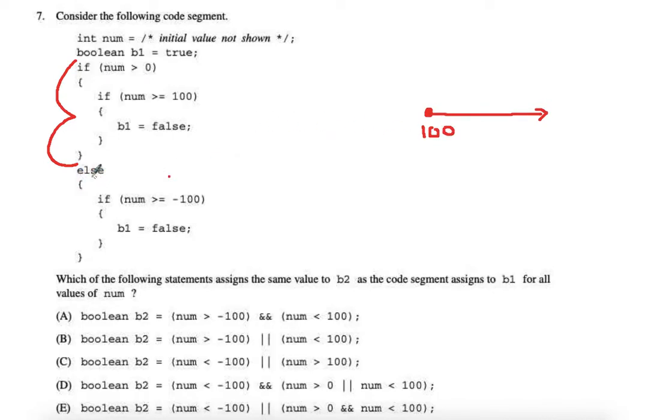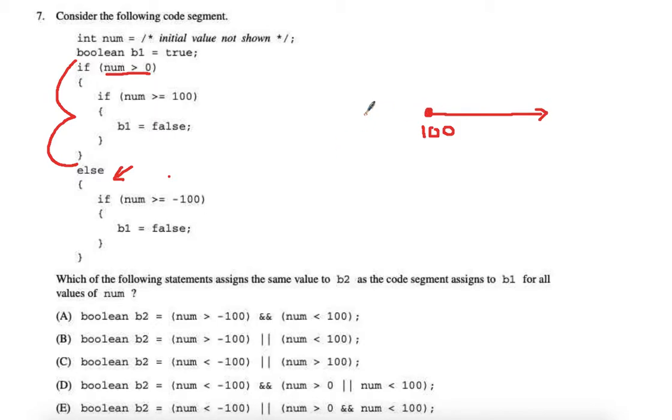Then an else if num is greater than or equal to negative 100. So we only enter into this statement down here if num is less than or equal to 0, because this part of the conditional is only for values of num which are greater than 0. So if num is less than or equal to 0 and num is greater than or equal to negative 100, B1 is also assigned the value false.